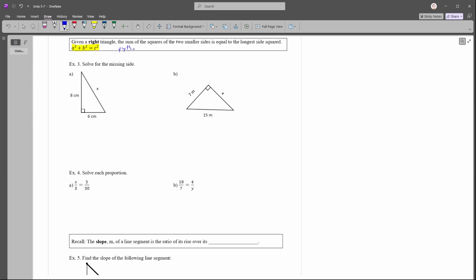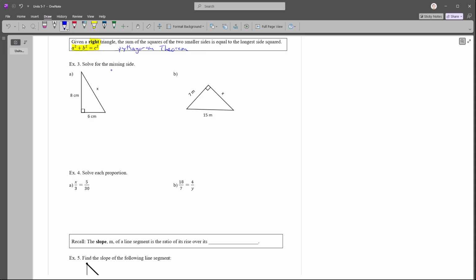Let's see if I spell this right. I don't have a lot of confidence on that one. Pythagorean theorem. I give myself about 60% odds on that. We'll see. Anyways, so what it's telling us is that we can use more rules to solve more parts of our triangle. Now, in this case, in order for this to work, it needs to be a right-angled triangle. It has to be a right-angled triangle. That is the most important part of this.